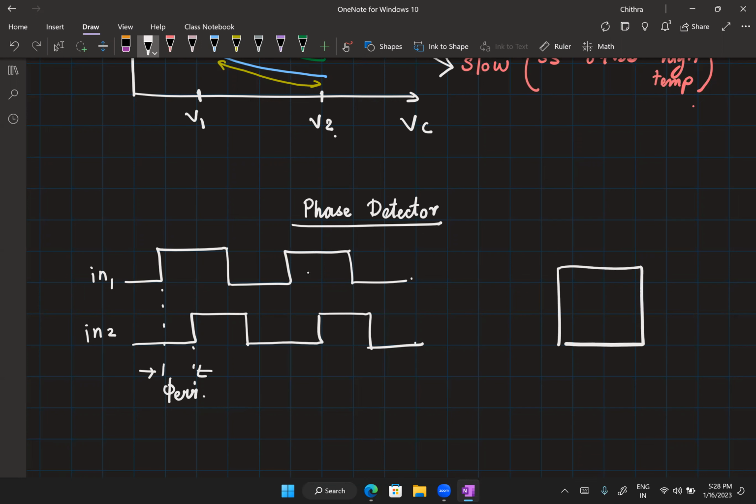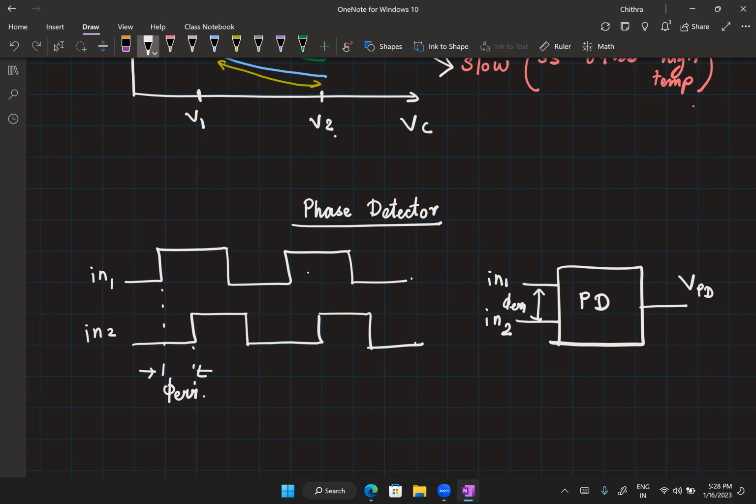So I can have a phase detector, which I'll now abbreviate as PD. So this is my in1, this is my in2. They have a phase difference of phi error between them. And then it is going to give an output VPD. So V, because it's usually a voltage signal, PD for phase detector, right? So we want our VPD to be a function of phase error.